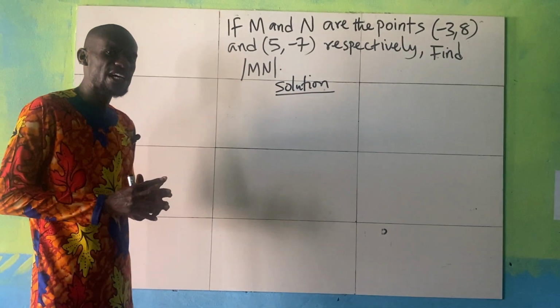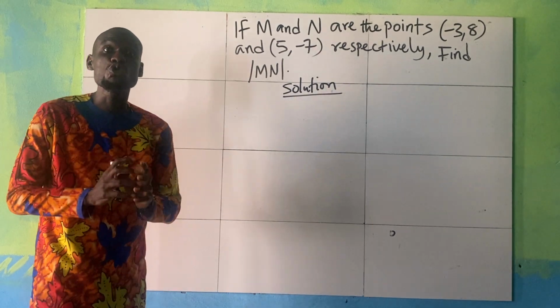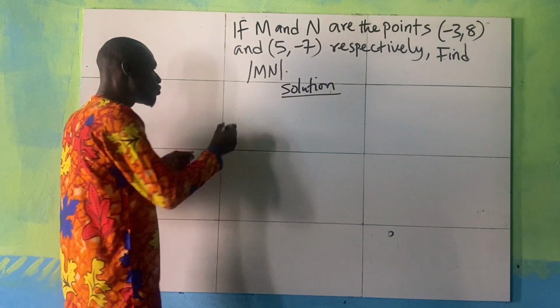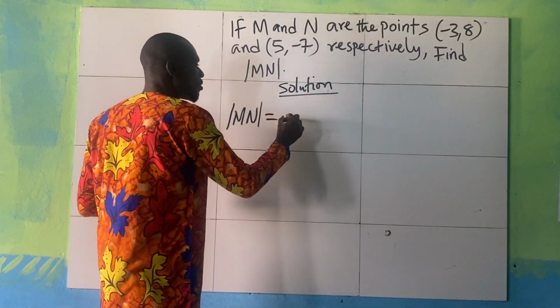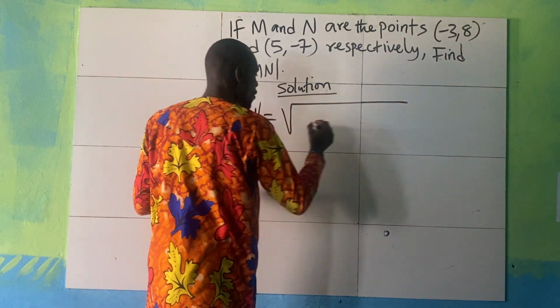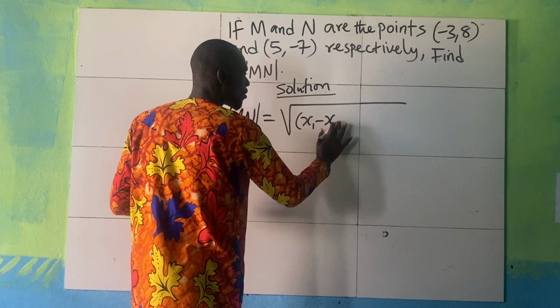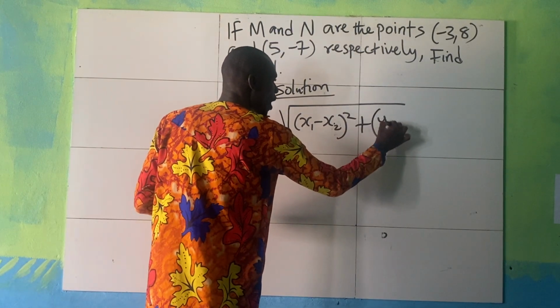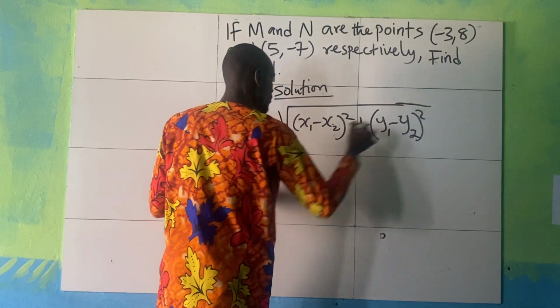Looking at the board, we are given 2 points and we are asked to find their magnitude. This simply means that we are asked to find the distance between 2 points, M and N. So what do we do? The magnitude is equal to the square root of (x1 minus x2) square plus (y1 minus y2) square.